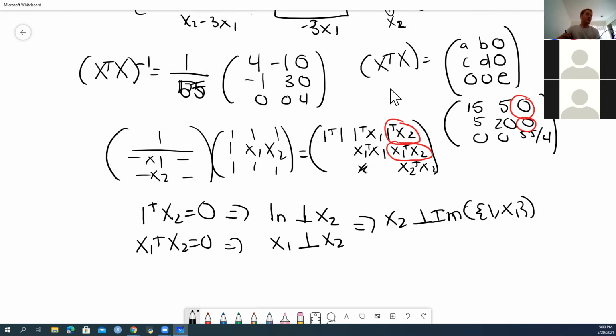Okay? So that's what we wanted to prove. Remember, we wanted to show this. This is what we just showed. And it's from this X transpose X inverse matrix. So that's why these things are 0, critically, because we need them to be 0 in order for us to have this sort of breakdown.